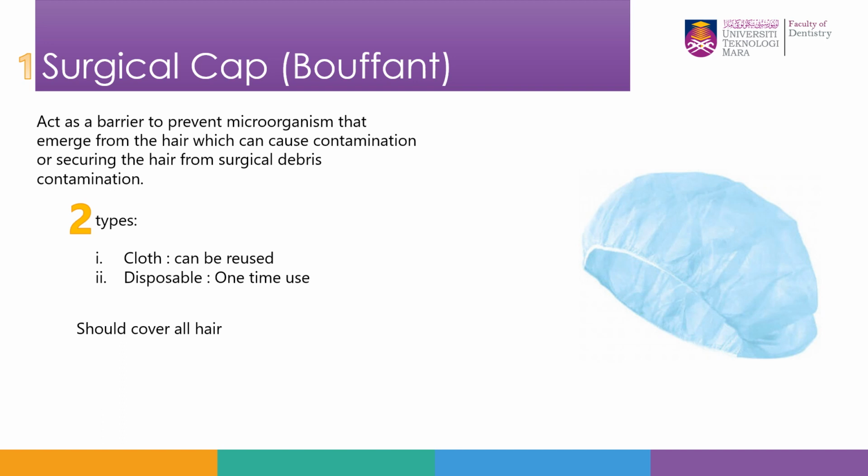So there are two types of the surgical cap or bouffant. One is cloth. The one that is in the photo is actually the disposable one. It's only one-time use, but there is another one, cloth, that you can reuse many times. Many of the surgeons use the cloth because they bought it on their own, whereas disposable is prepared in the clinic, and once you're done with your patient, you need to take it off. This surgical cap should cover all hair.